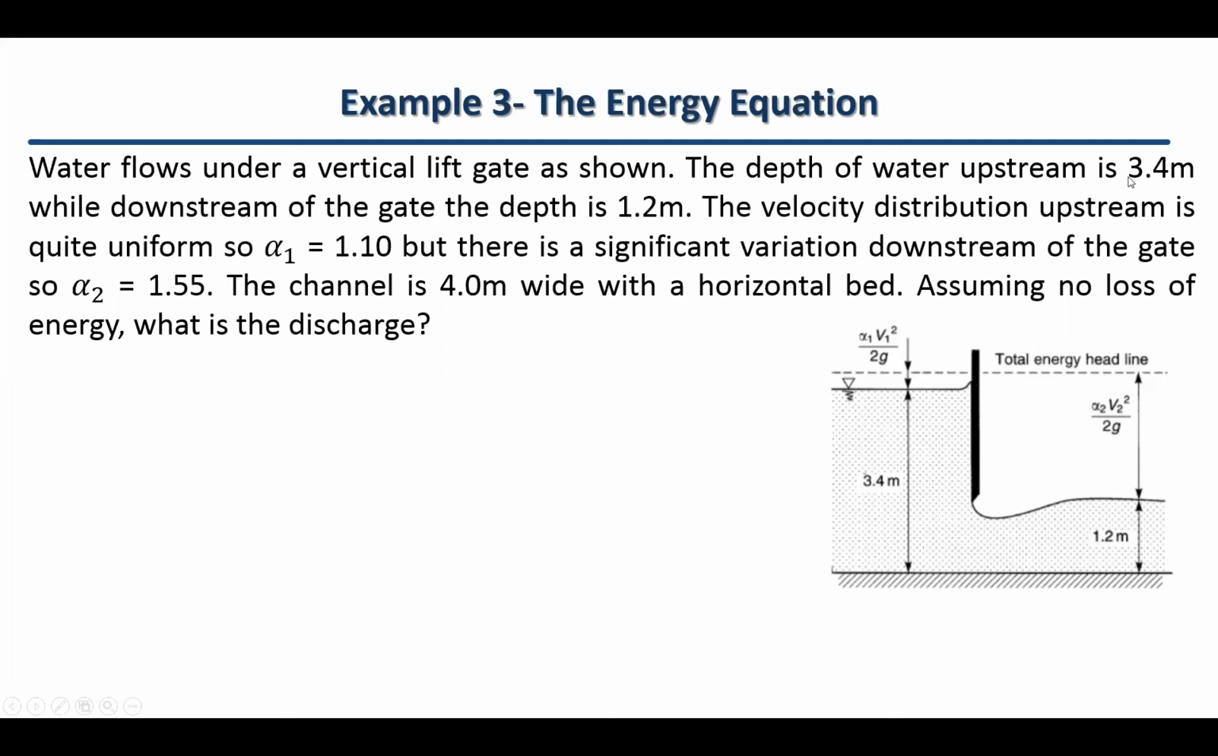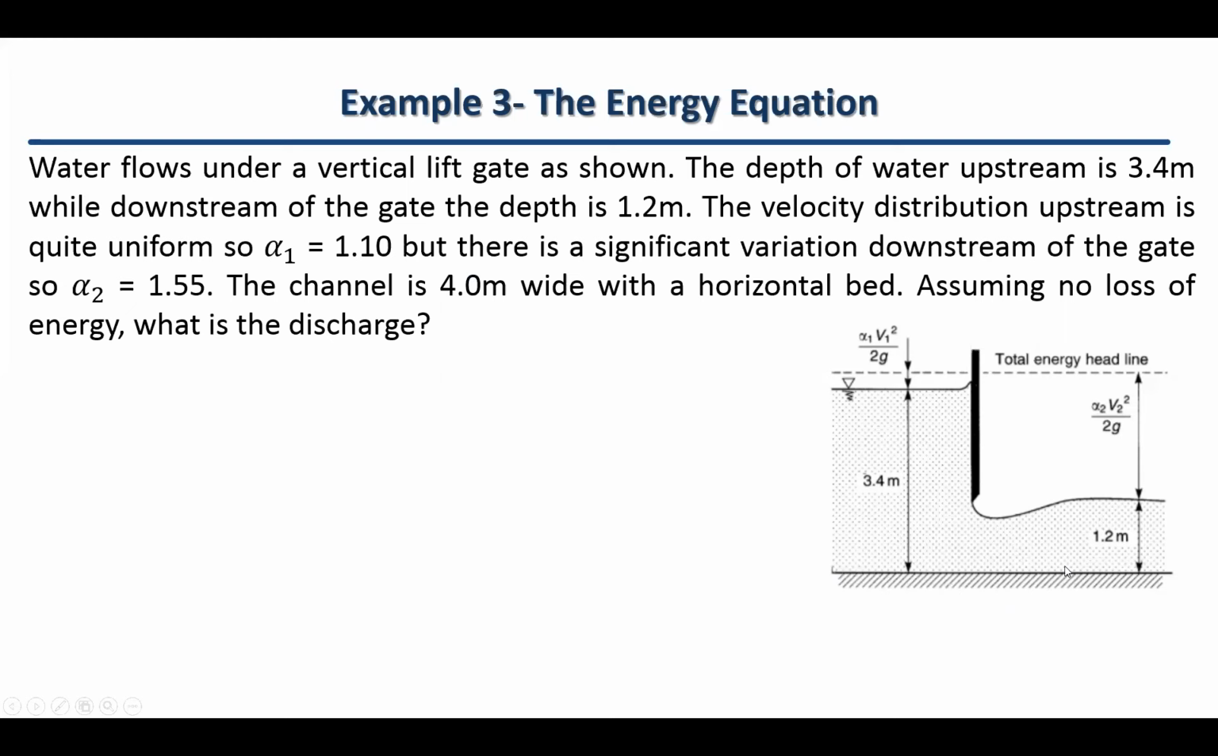The water depth drops from 3.4 meters upstream to 1.2 meters downstream. The velocity distribution upstream is more or less uniform, with alpha 1 equal to 1.1. However, because of the significant variations downstream, it becomes much higher, 1.55. The channel is 4 meters wide, and we have a horizontal bed, so it's completely horizontal in this section.